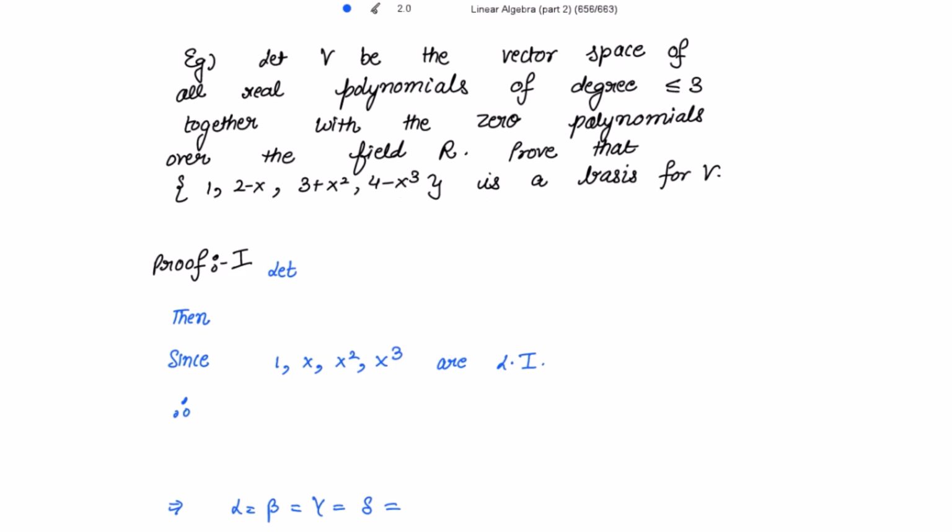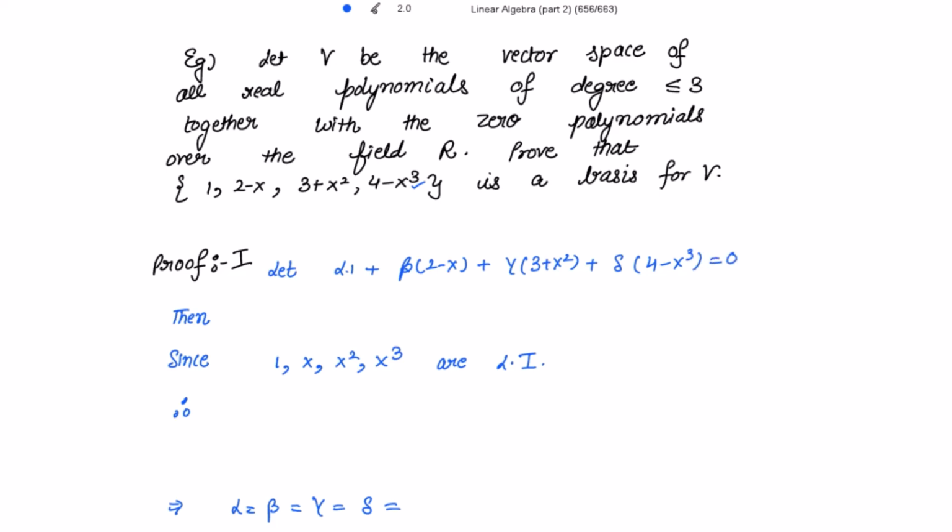So when we choose a polynomial from V, we have to keep in mind that the degree should be less than or equal to 3. So here also the degree is 3, right? Okay, let's start with the proof. We have to first take the linear combinations of these given polynomials, and I have to show that these are linearly independent. So let me take the scalars to be alpha, beta, gamma. So I'm taking alpha times 1 plus beta times 2 minus x plus gamma times 3 plus x square plus delta times 4 minus x cube is equal to 0.